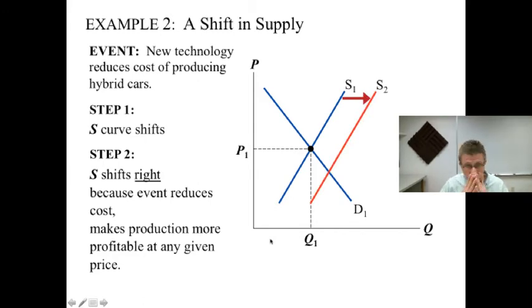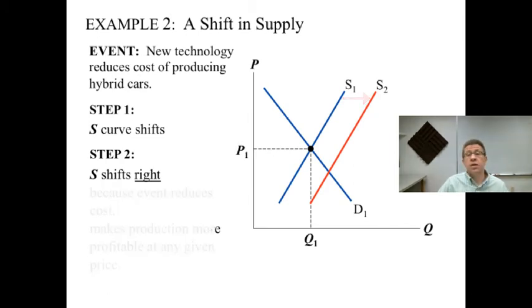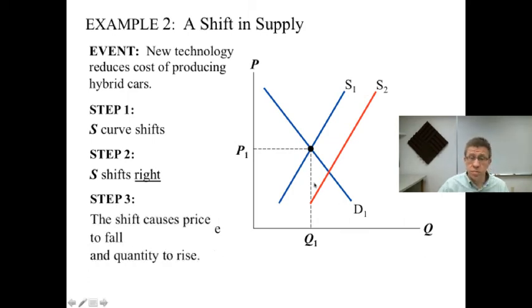So production's more profitable at any given price. Firms can provide more. Well, what does that do to our equilibrium? Well, the price drops, but the quantity increases. So with the increase in supply, the product is less scarce, quantity goes up. Because it's less scarce, there's some downward pressure on the price as well.